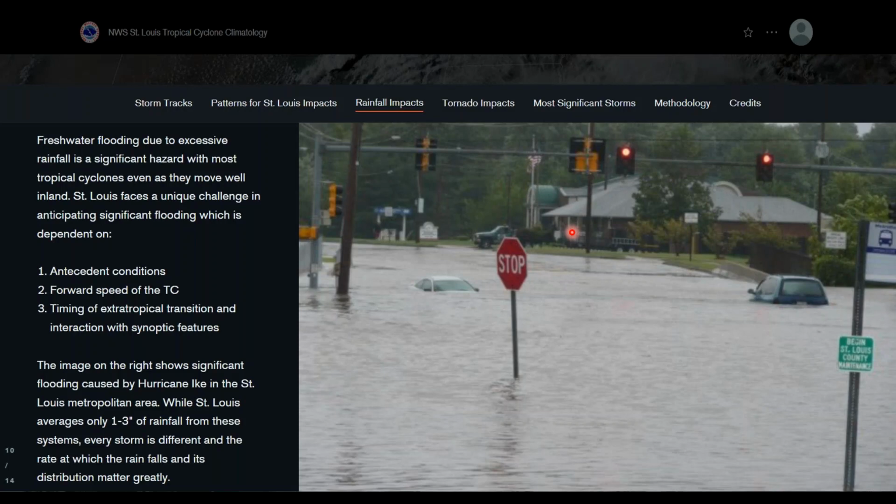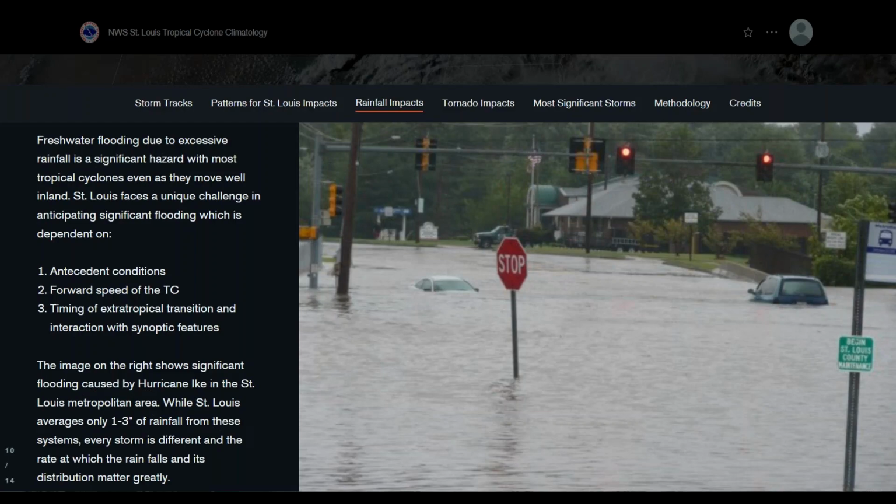the next couple slides. But basically, on average, the average TC brings about 1 to 3 inches of rainfall to the St. Louis area. However, I would say that there's a pretty drastic difference between outcomes from the high-end solutions to the low-end solutions as a result of just the differences in these other factors such as the extratropical transition.